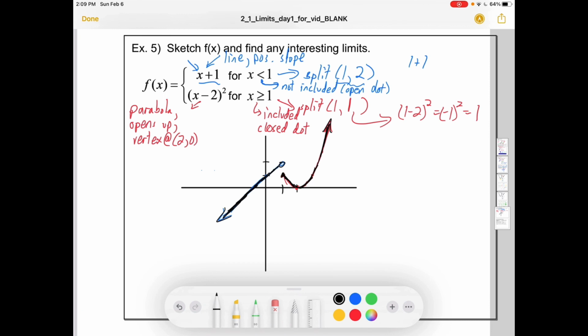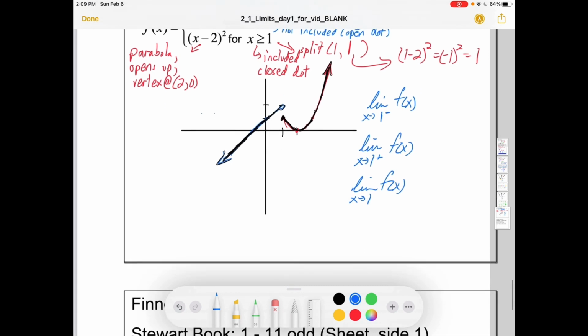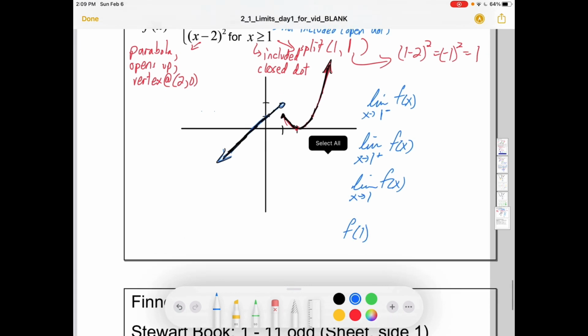It's still a function. So it says find any interesting limits. They didn't even really tell us what to do. I think there are interesting limits, though, around 1. So we could think about the limit as x goes to 1 from the left of f of x. So it's not lim equals, it's lim of. And from the right. And the overall limit, which hopefully at this point you can tell isn't going to exist. And just because it's fun, I'm interested in what the true point is there. Okay. So let's do all these pieces.